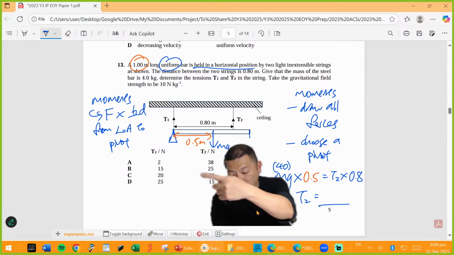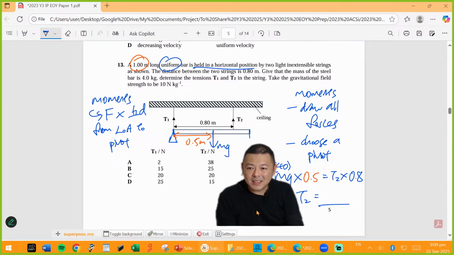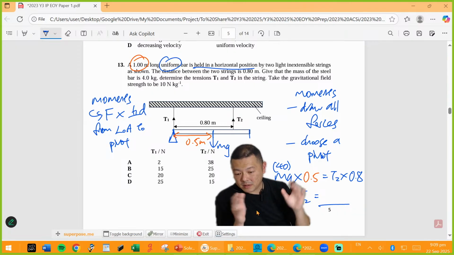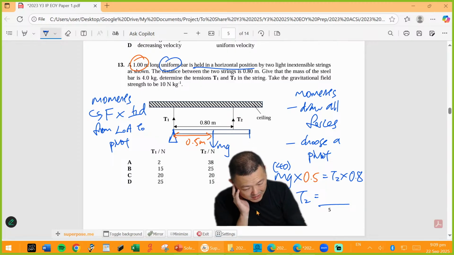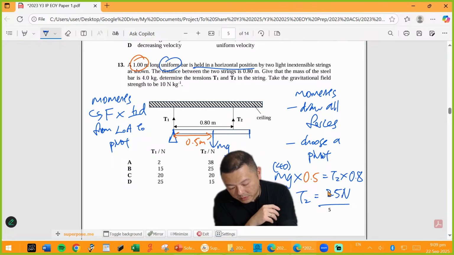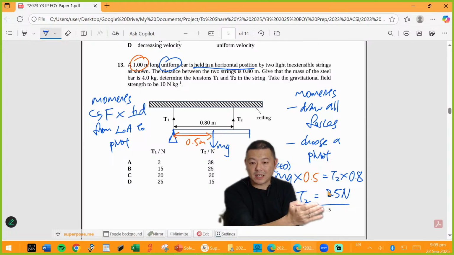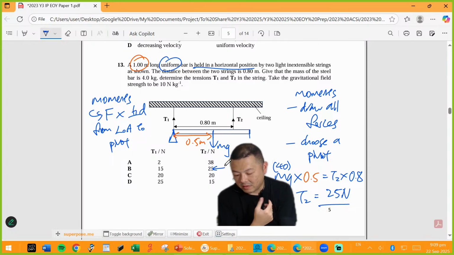So actually, there's only one answer. Look at them being so nice. You find T2, that's the answer already. There's nothing else. What do you get for this? I ain't got a calculator. Punch it in for me, please. What is it? 25 newtons. Okay, so 25 newtons, that's the answer there. There's only one here. You get what I'm saying?